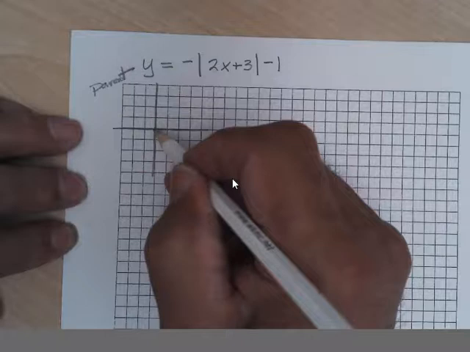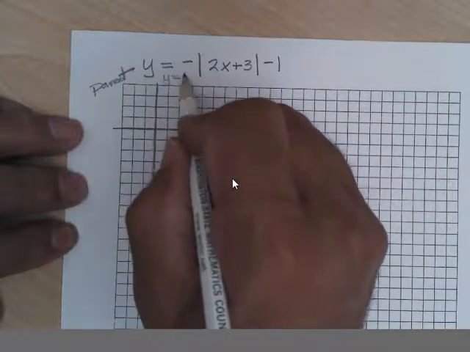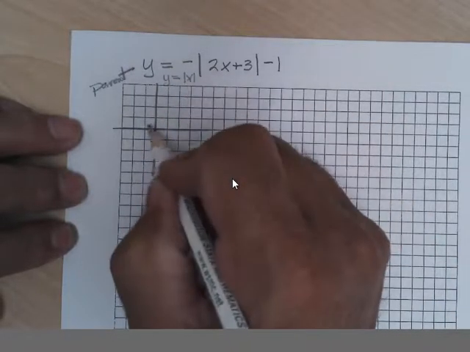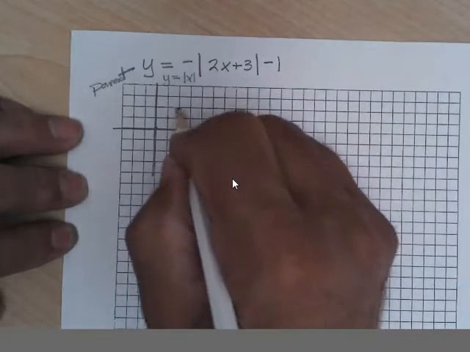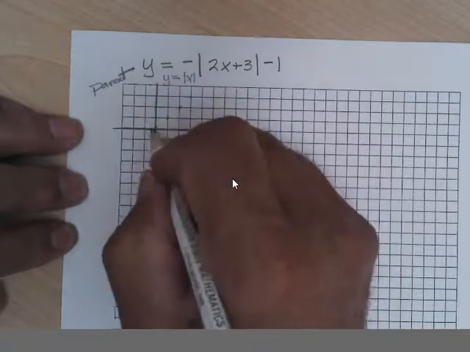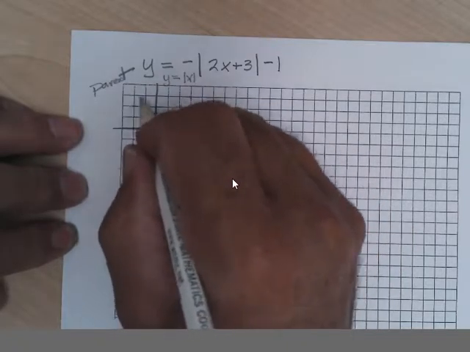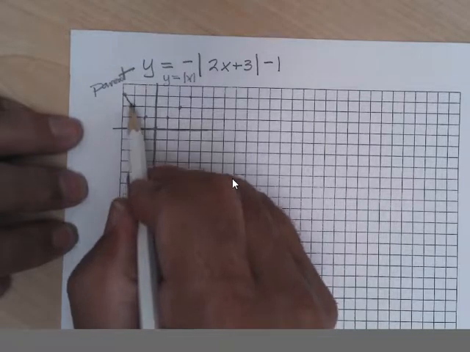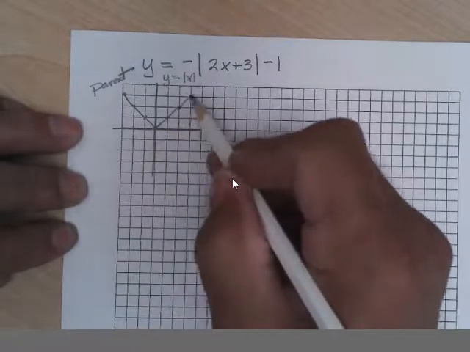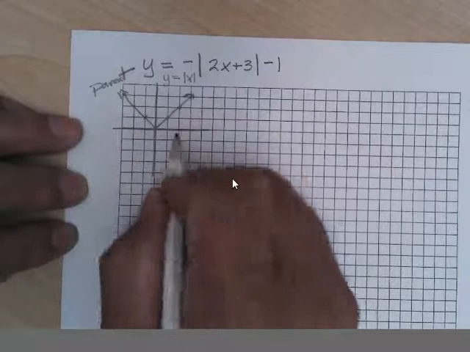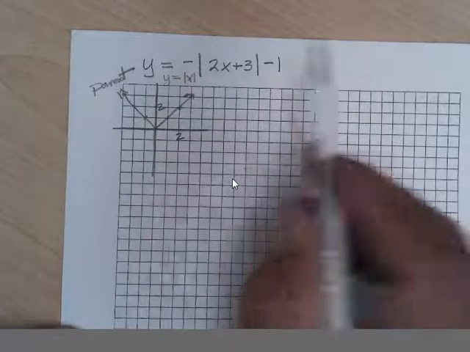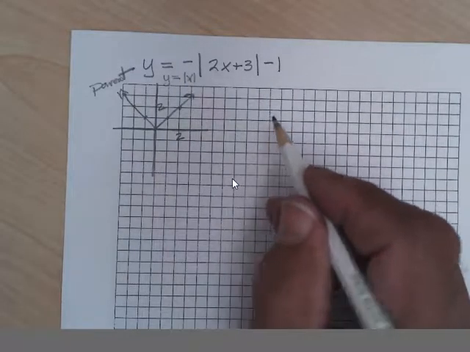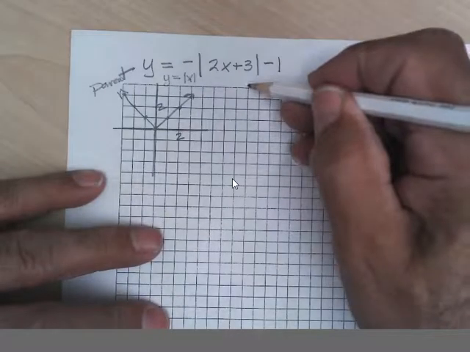So the absolute value parent, if I put into y equals the absolute value of x, absolute value of 0 is 0, absolute value of 1 is 1, absolute value of 2 is 2, and 3 is 3, and minus 1 is 1, minus 2 is 2, and minus 3 is 3, and I get a V. So that's the parent function. Now, I can do insides first or outsides first. Last time I did inside first. Let's do the outsides first.